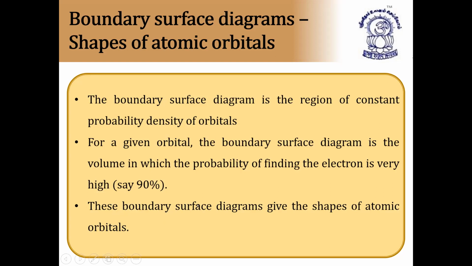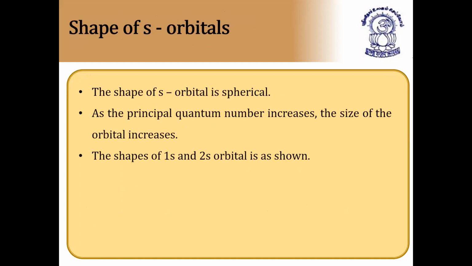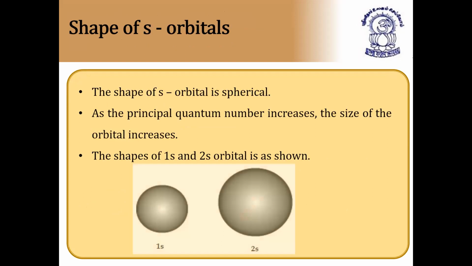Let us see what the shapes of atomic orbitals are. First, the shapes of s orbitals. The shape of an s orbital is spherical. As the principal quantum number increases, the size of the orbital also increases. The shape of the 1s orbital and 2s orbital is shown here, and similarly 3s, 4s, and so on. The 1s orbital size is this much, and then the 2s orbital.